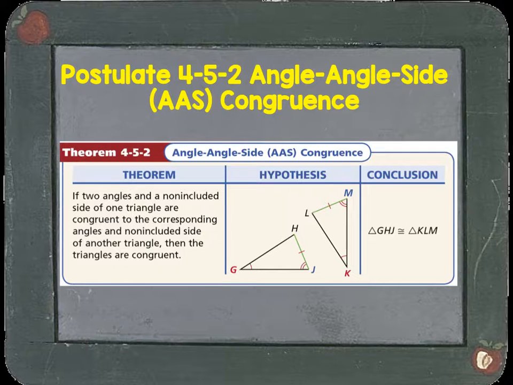All right, next shortcut is angle-angle-side. So if I have two angles and the non-included side, I now have two options with double angles: two angles and the included side, or two angles and the non-included side. In this case, G is marked congruent to K, angle J is congruent to angle M, and HL is marked as congruent to LM, the side where they don't meet, the non-included side. So these are two congruent triangles, and my reason here is angle-angle-side.